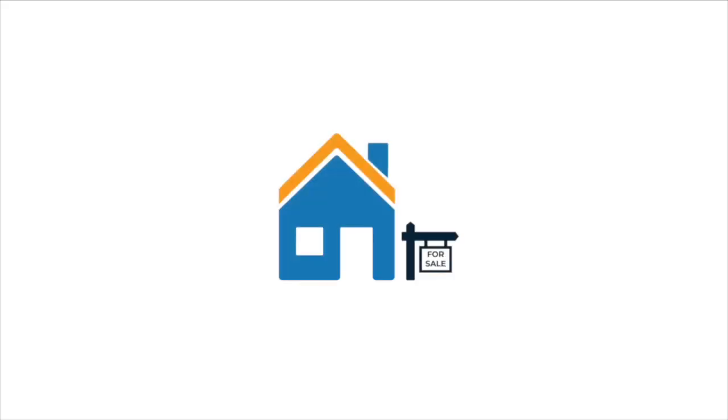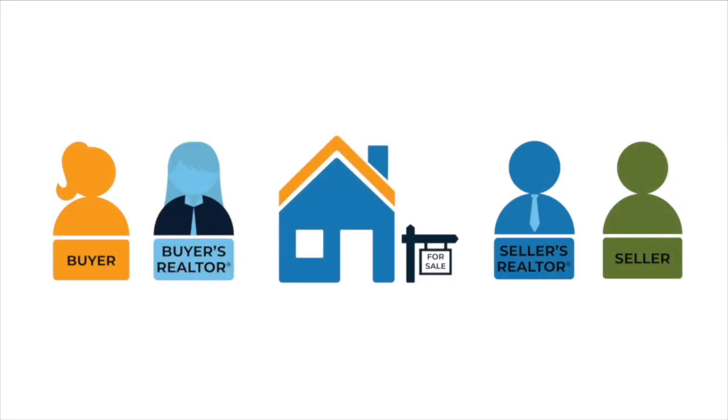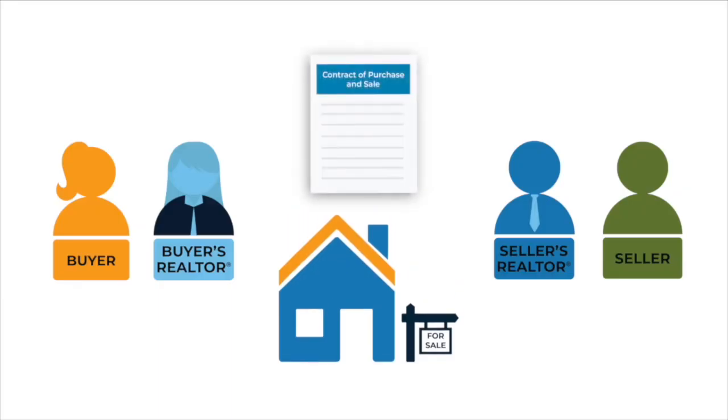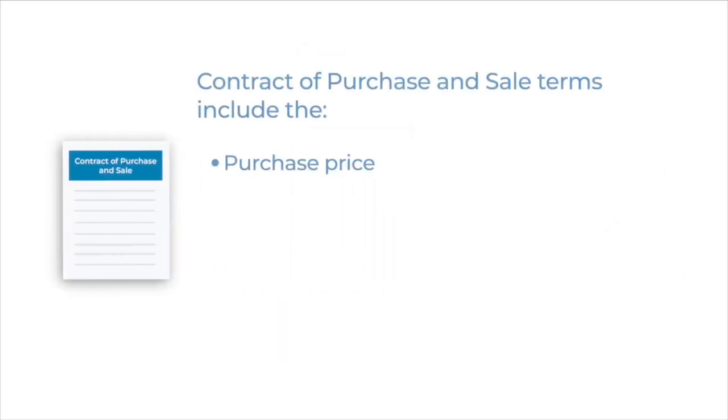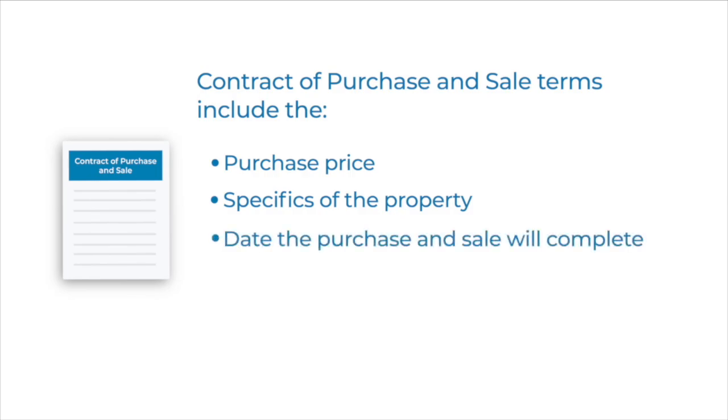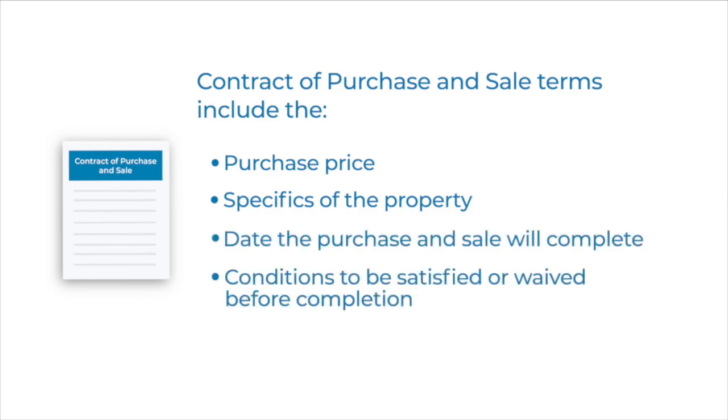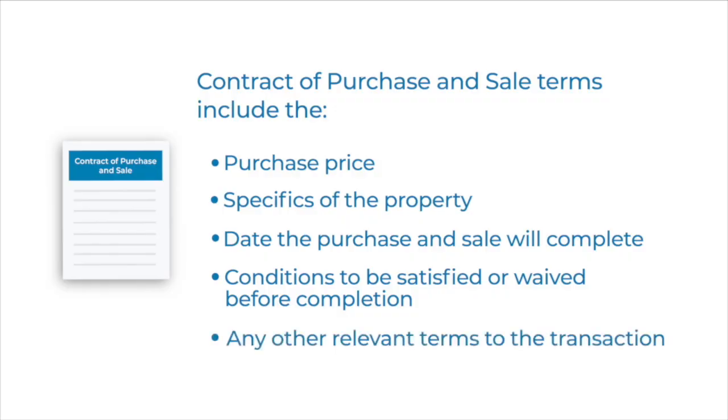When buying and selling real estate, the buyer and the seller will enter into a contract to set out the terms and conditions for the purchase and sale of the property. These terms include the following: the purchase price, the specifics of the property, the date the purchase and sale will complete, any conditions that must be satisfied or waived before the completion, and any other relevant terms to the transaction.